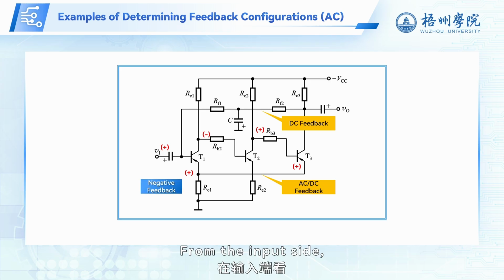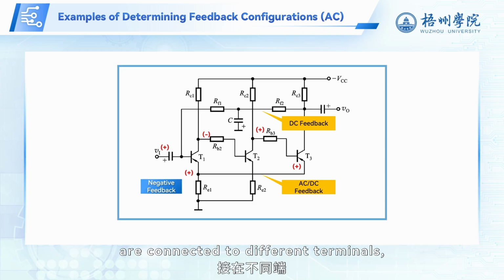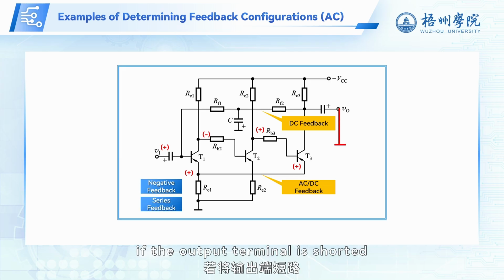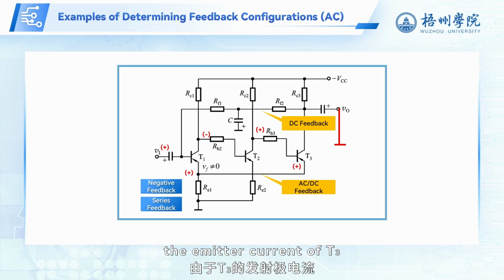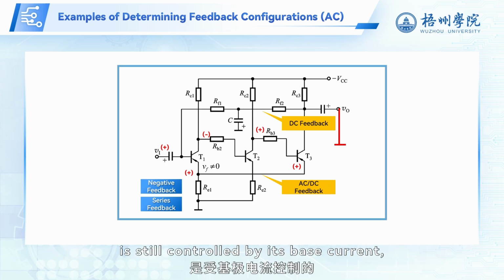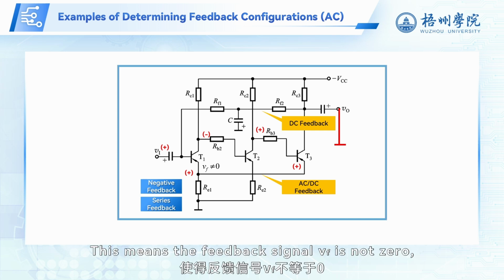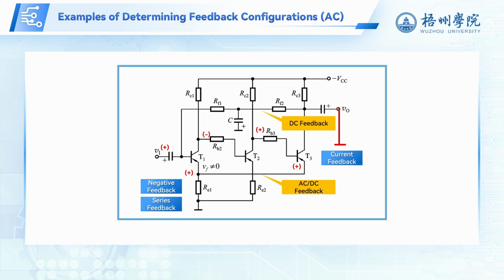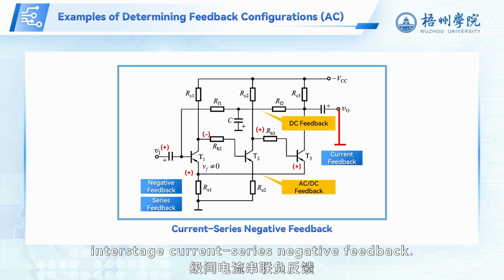From the input side, because the input signal and the feedback signal are connected to different terminals, this is series feedback. From the output side, if the output terminal is shorted, i.e., VO is grounded and equals 0, the emitter current of T3 is still controlled by its base current, so it continues to flow. This means the feedback signal VF is not 0, indicating current feedback. Therefore, this circuit employs interstage current, series negative feedback.